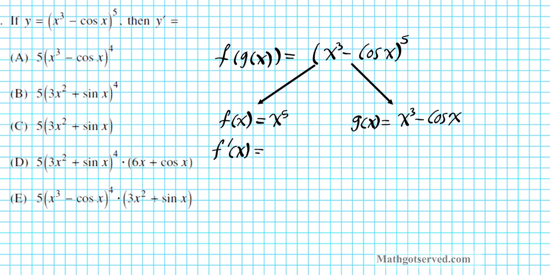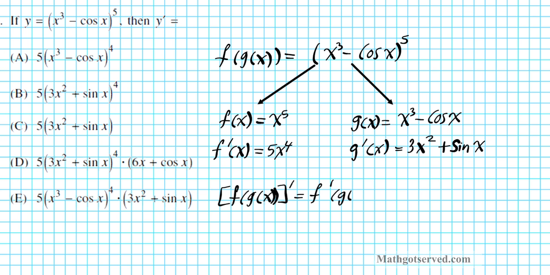F prime of x is equal to 5x to the fourth, and g prime of x is equal to 3x squared. Derivative of cosine is negative sine times this minus becomes plus sine x. Okay, now remember your chain rule. F of g of x, the derivative of that is the derivative of the outer function evaluated at the inner function times the derivative of the inner function.